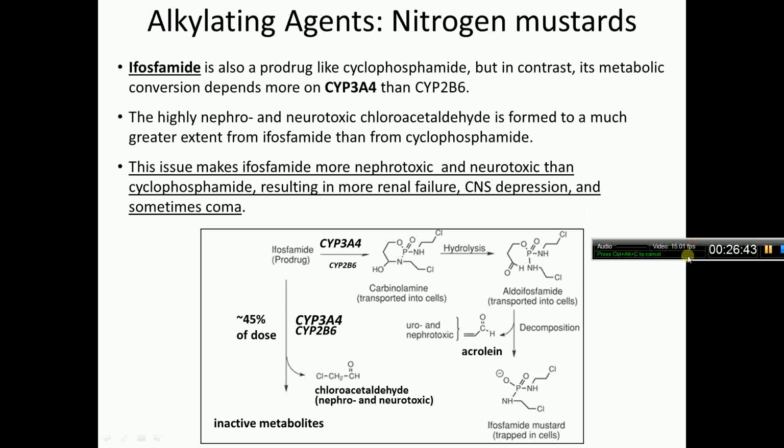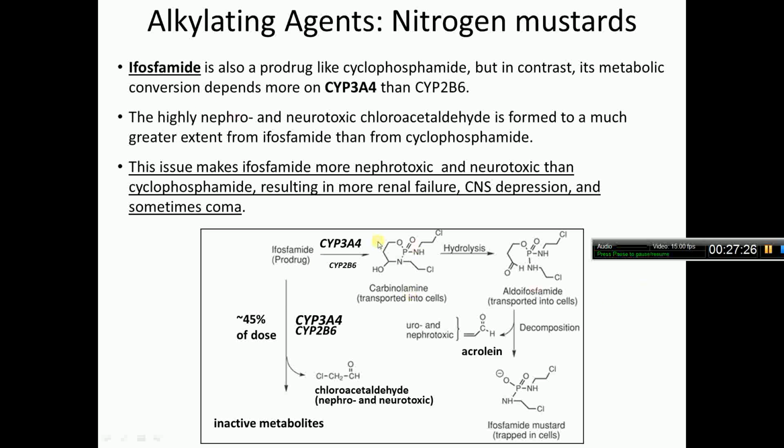Ifosfamide is just another example. The only thing I really said in class was that it's going to work the same way, except the metabolism is slightly different. We have CYP3A4 playing the predominant role up top, and 3A4 and 2B6 are both kind of important on the bottom here. But the main take-home point with ifosfamide is that we definitely get more chloroacetaldehyde per milligram we're giving of dose. That means per milligram we're going to get more nephro and more neurotoxicity for ifosfamide compared to cyclophosphamide, and that's probably why cyclophosphamide is the most common drug used in this class.